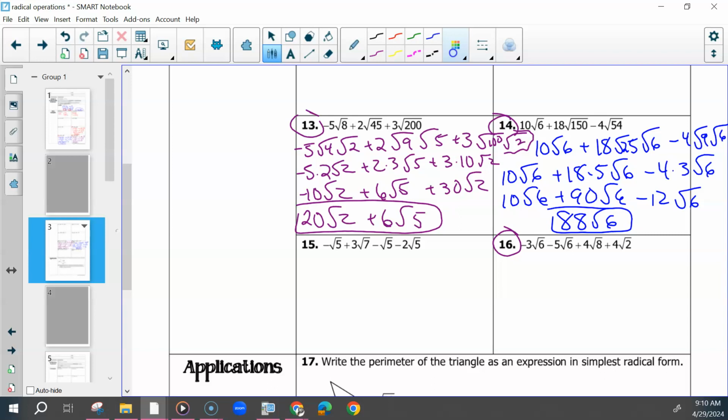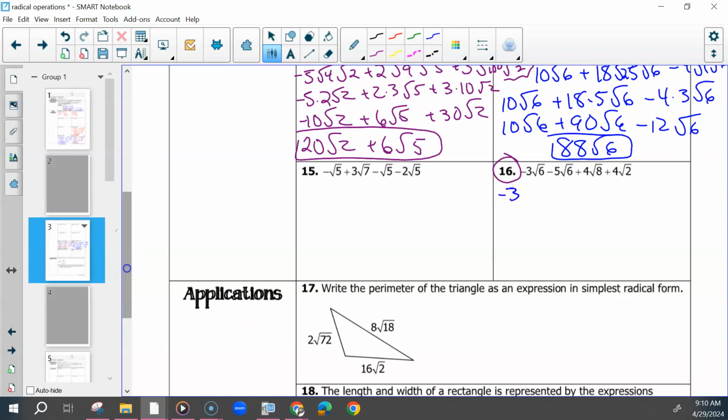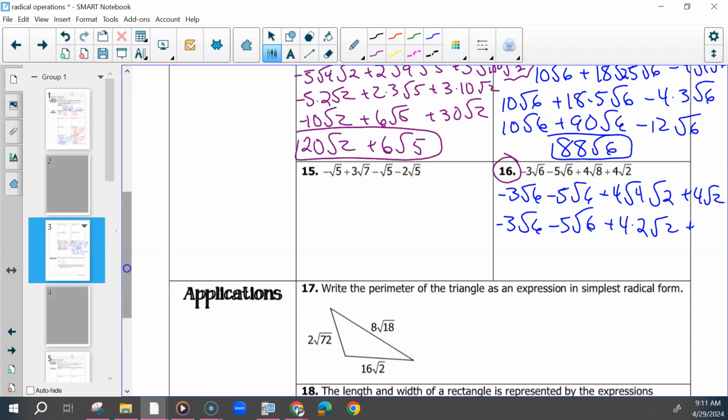In 16, only one of these can be simplified. Which one would that be? The 8, yes. So we're going to bring down negative 3 root 6 minus 5 root 6 plus 4 times the square root of, what's the highest perfect square that goes into 8? 2 and 4, and then bring down 4 root 2. So we have negative 3 root 6 minus 5 root 6 plus 4 times 2 times the square root of 2 plus 4 times the square root of 2. And then multiply, and then we can simplify.